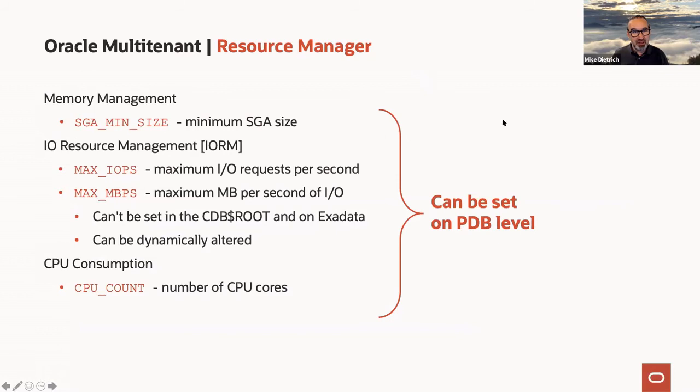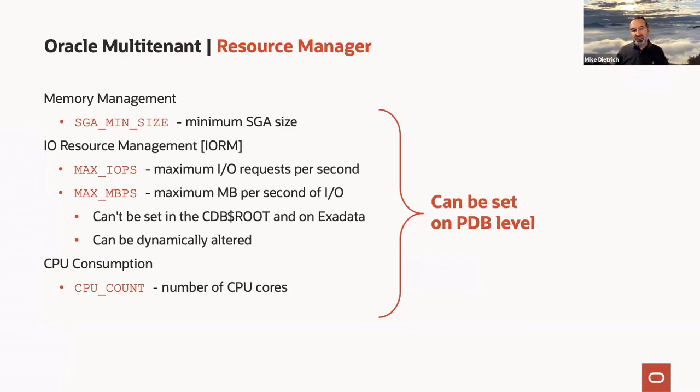Another thing which came up very early in the release cycle is actually I asked that as well. Can I decide my PDB gets only this amount of the SGA because now 20 PDBs share the SGA? Can I decide that? And with 12.2 you can. So you can set SGA min size, you can set max IOPS, max megabytes per second, and you can do also instance caching by defining the CPU cores per PDB. You can set this on a PDB level, and by default the resource manager is active, does that for you.